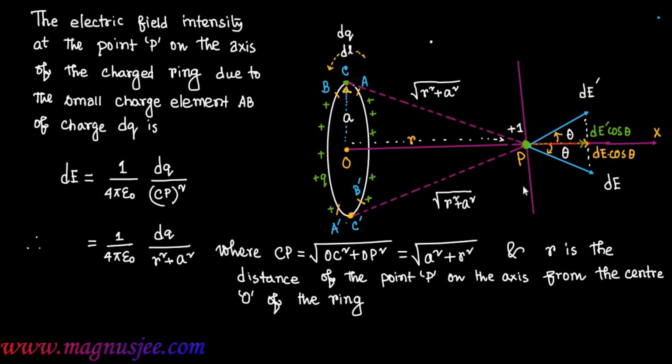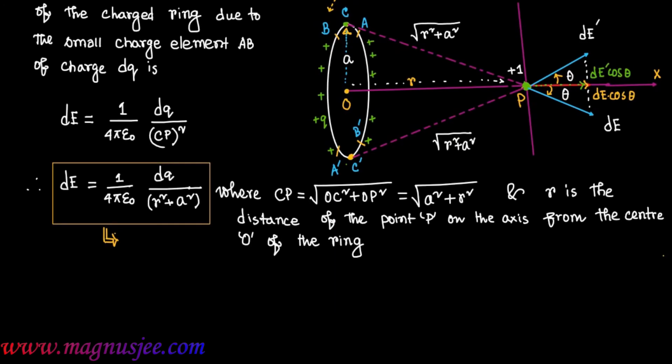Therefore, we get the expression of this electric field intensity dE equal 1 by 4 pi epsilon 0 dq divided by r square plus a square. This electric field intensity acts at an angle theta with the axis OP, or OX, the axis of the charge ring.